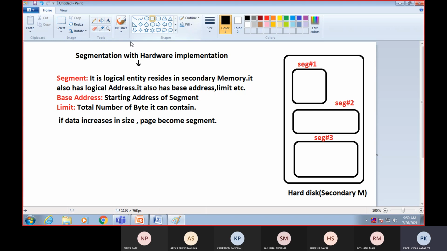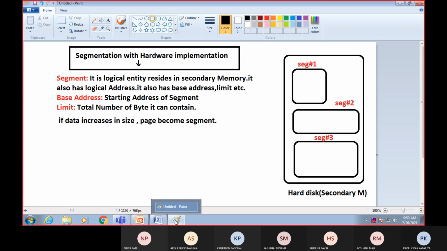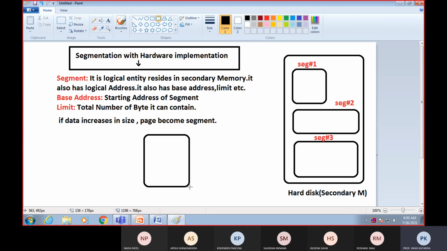So this is what we are going to do in this session. So let's start the session. Segmentation with hardware implementation. Let's understand one more thing. Suppose this is the segment.